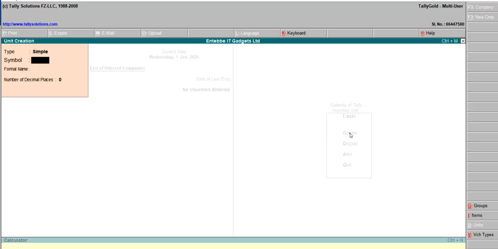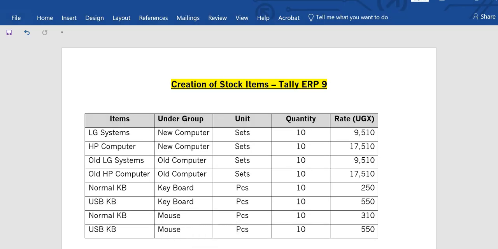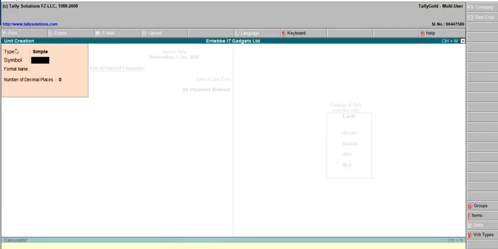So we are going to create. According to what we have, we have sets. Type simple. When it comes to the symbol, just put ST. Sets. Then the formal name, you can say sets. Number of decimal places, 0. Accept.